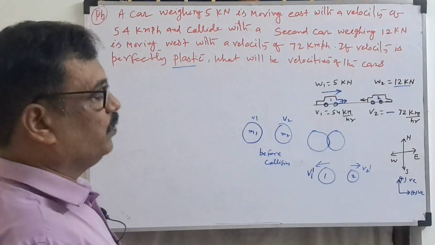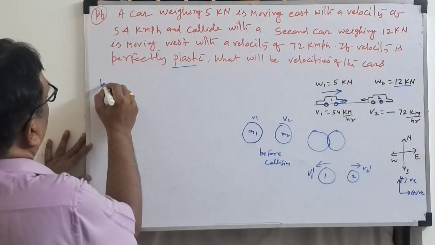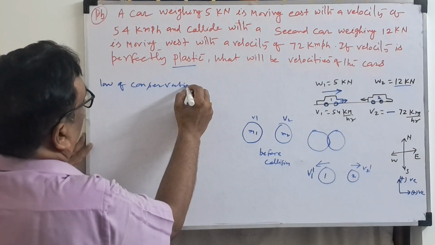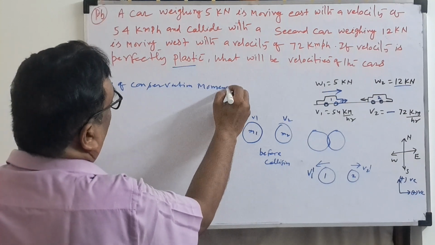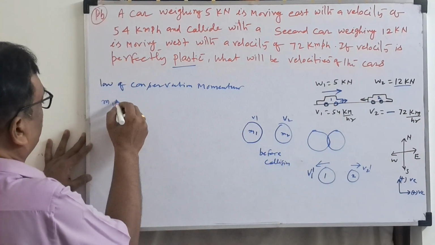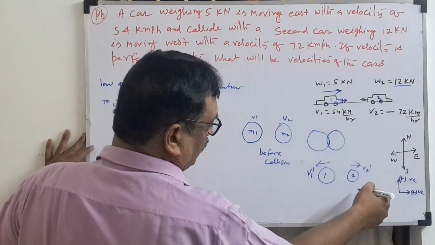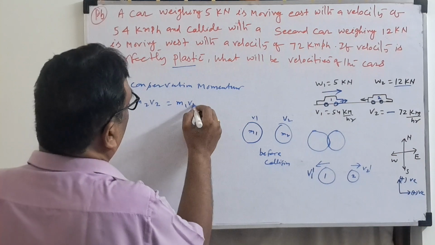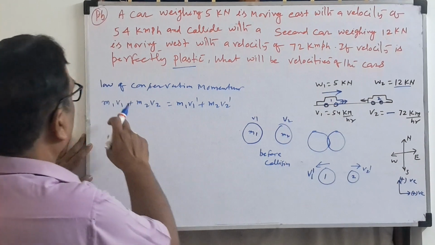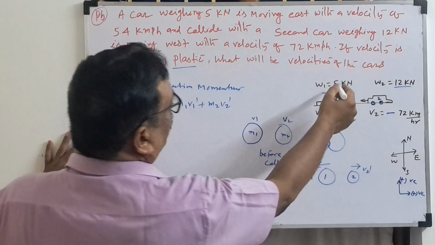So how to solve this? We have two equations. The first is the law of conservation of momentum. Before collision, it is m1 v1 plus m2 v2. After collision, it is m1 v1 dash plus m2 v2 dash. Now we have to see the velocity directions. Here the velocity direction is plus, here the velocity direction is minus.